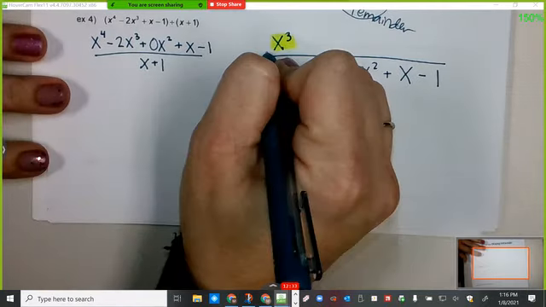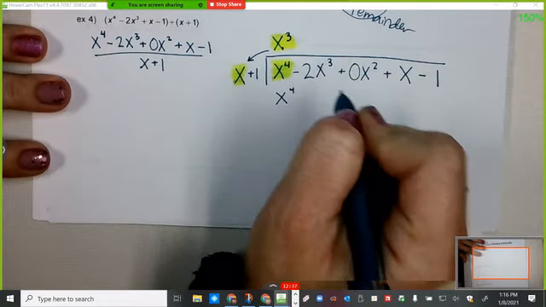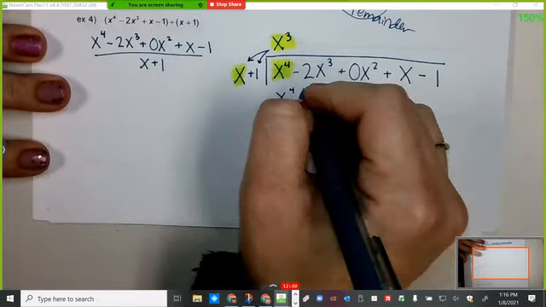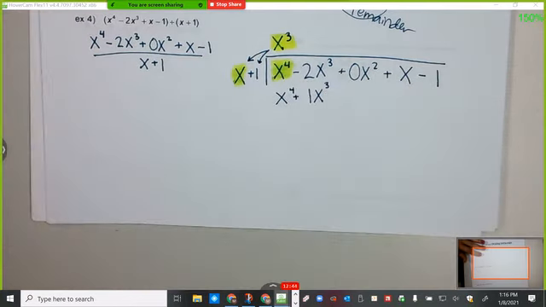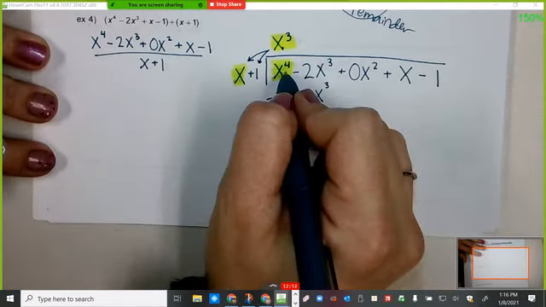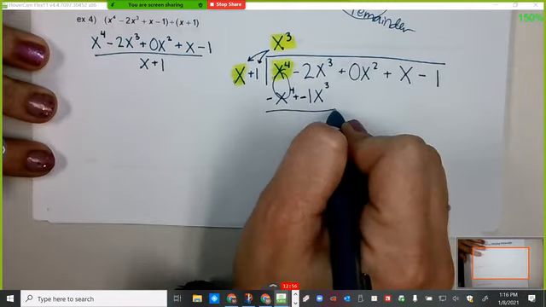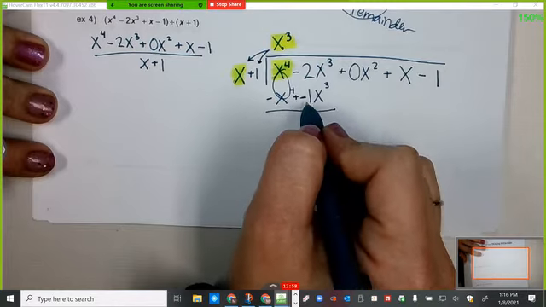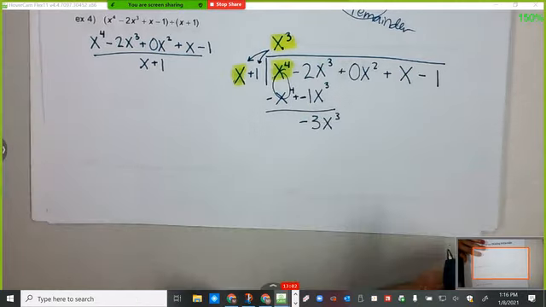Okay, x cubed times x, x to the 4th. And x cubed times 1, is positive 1x cubed. Then we subtract. Subtract, subtract. X to the 4th minus x to the 4th is 0. Negative 2x cubed plus negative 1x cubed is negative 3x cubed.